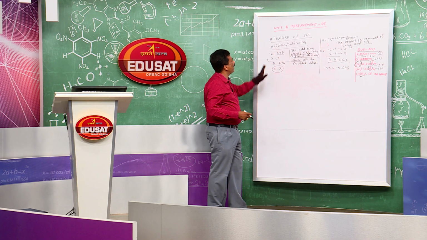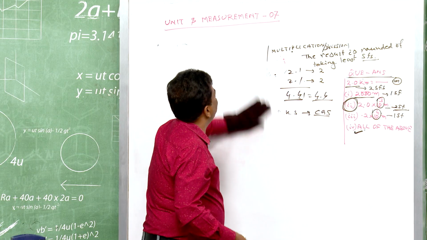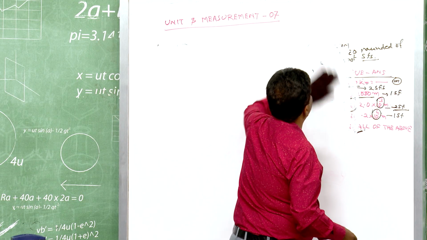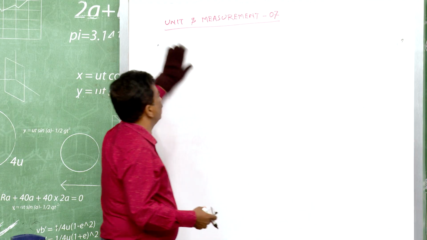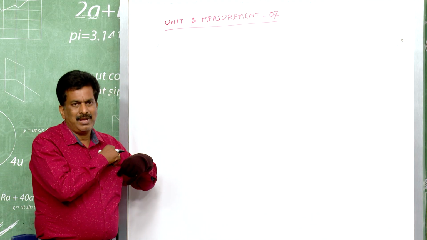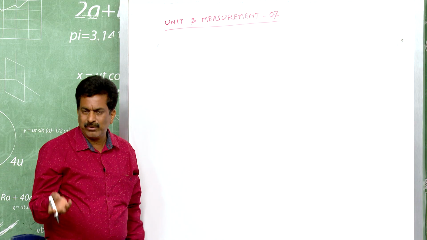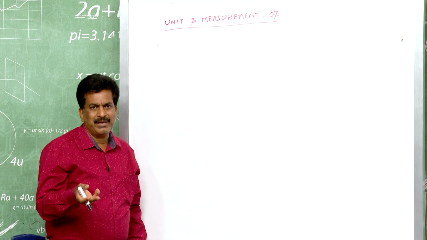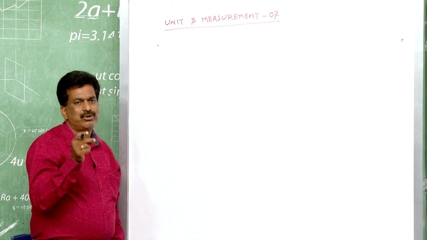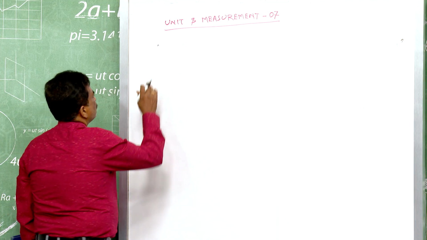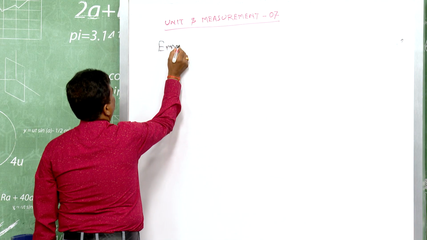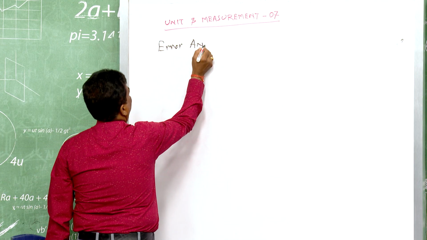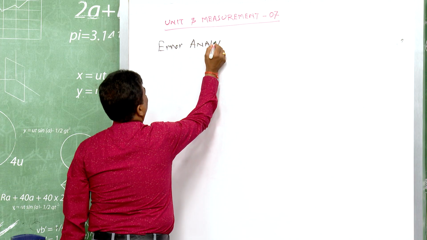So this is all about significant figures. It's the rounding up for addition, subtraction, multiplication and division. If you have any doubt, you can comment on YouTube, and I am always there to give you the answer. Next we will go for error analysis.